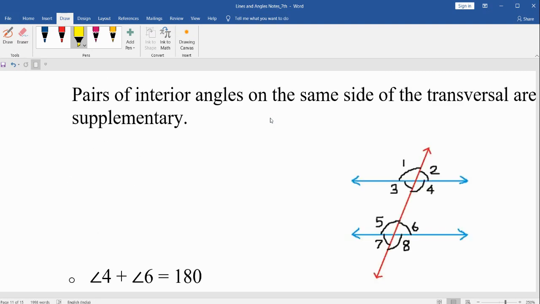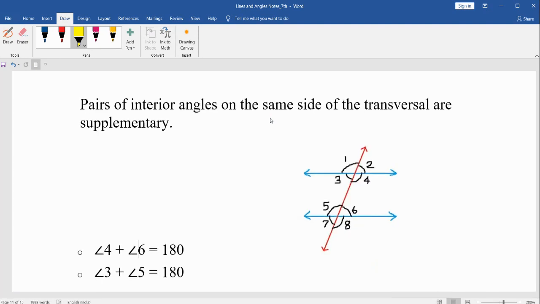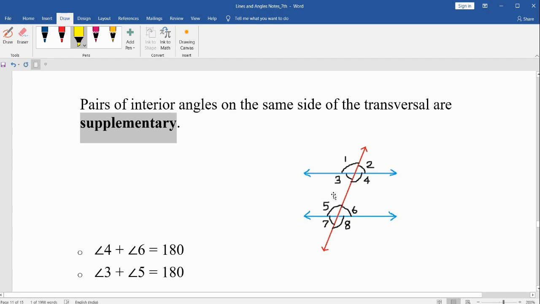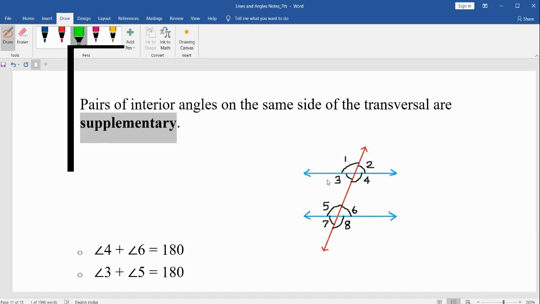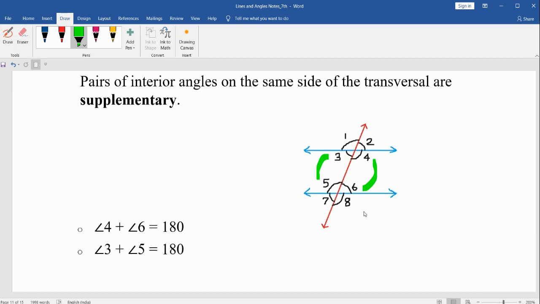Okay, now the next one is pairs of interior angles on the same side of the transversal are supplementary. This is very important. Means if I say, okay, let me green it, 3 and 5, these two angles will be making 180 degrees. 4 and 6, these two will be making 180 degrees. Okay, because they are supplementary.